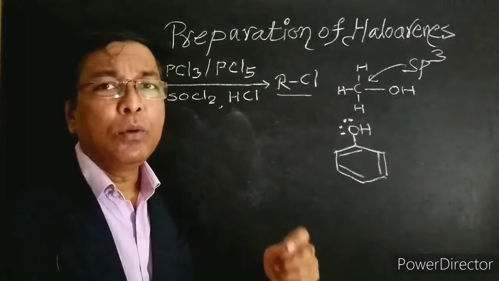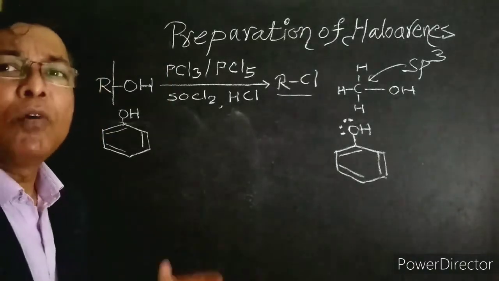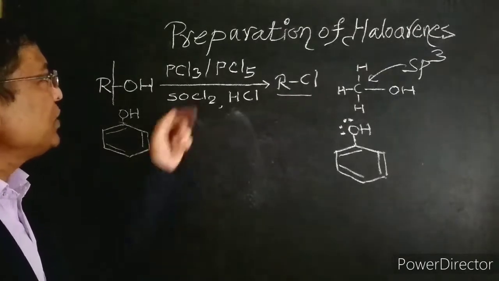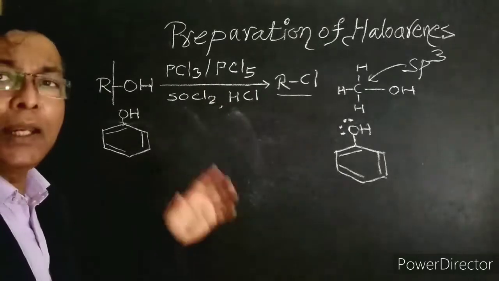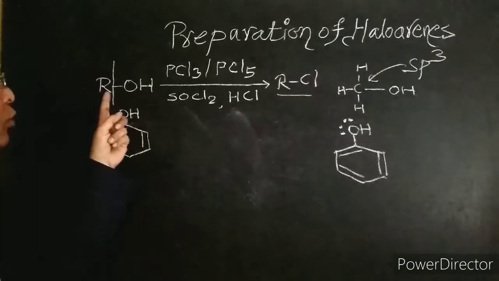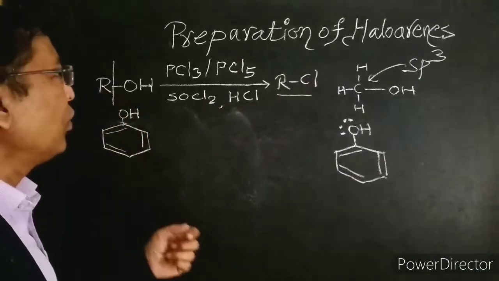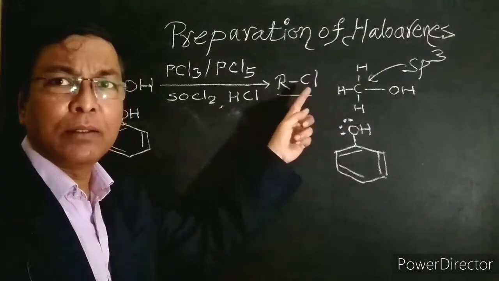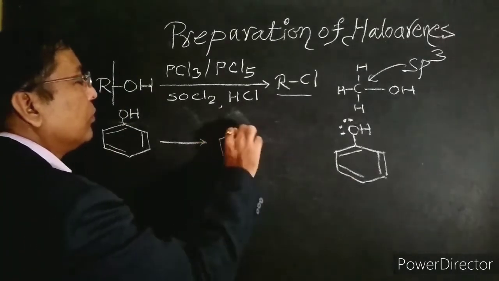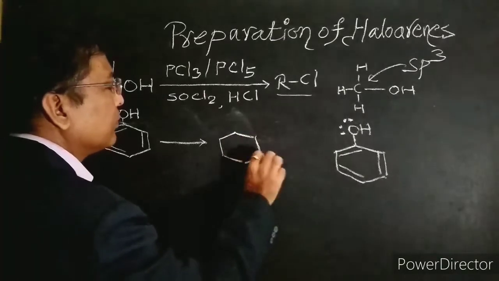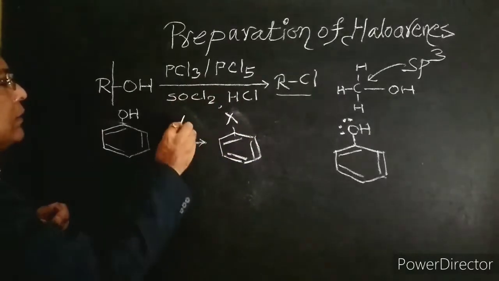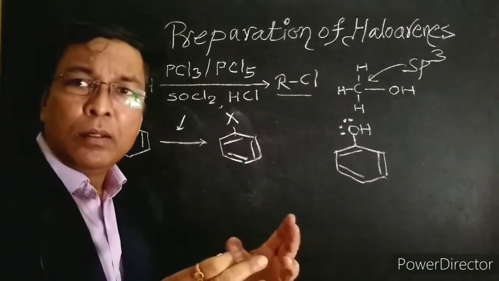In the previous video, we have seen the methods of preparation of alkyl halides from alcohols by using reagents like PCl3, PCl5, SOCl2, HCl, etc. These reagents are able to break the bond between the alkyl group and OH, and in the position of OH, a halogen atom is substituted. Can we apply the same method to convert phenol to haloarenes by using the same reagents? The answer is a big no.